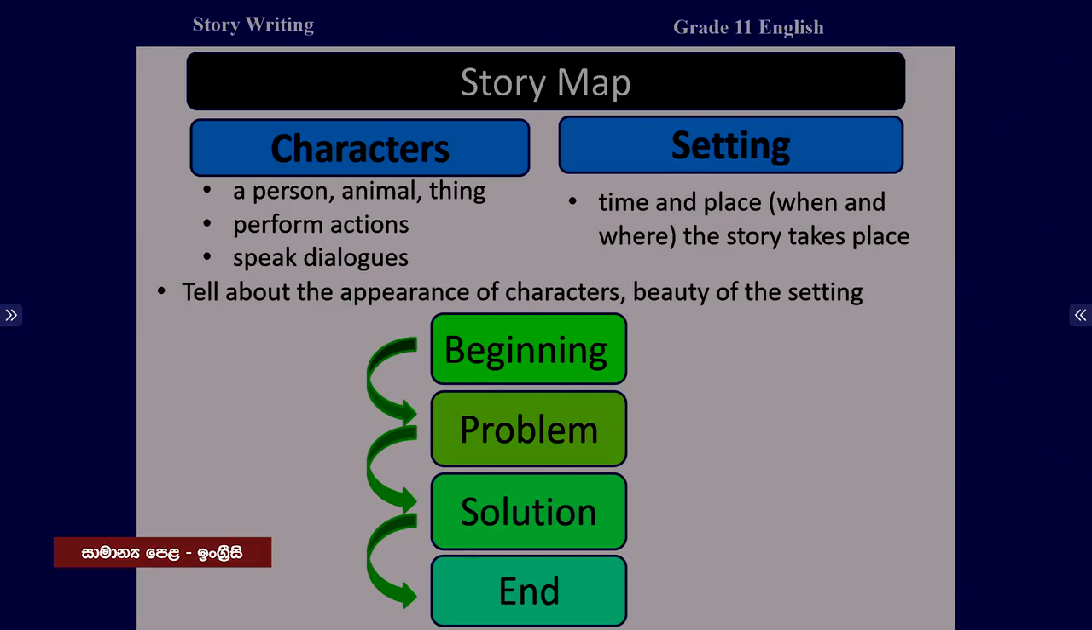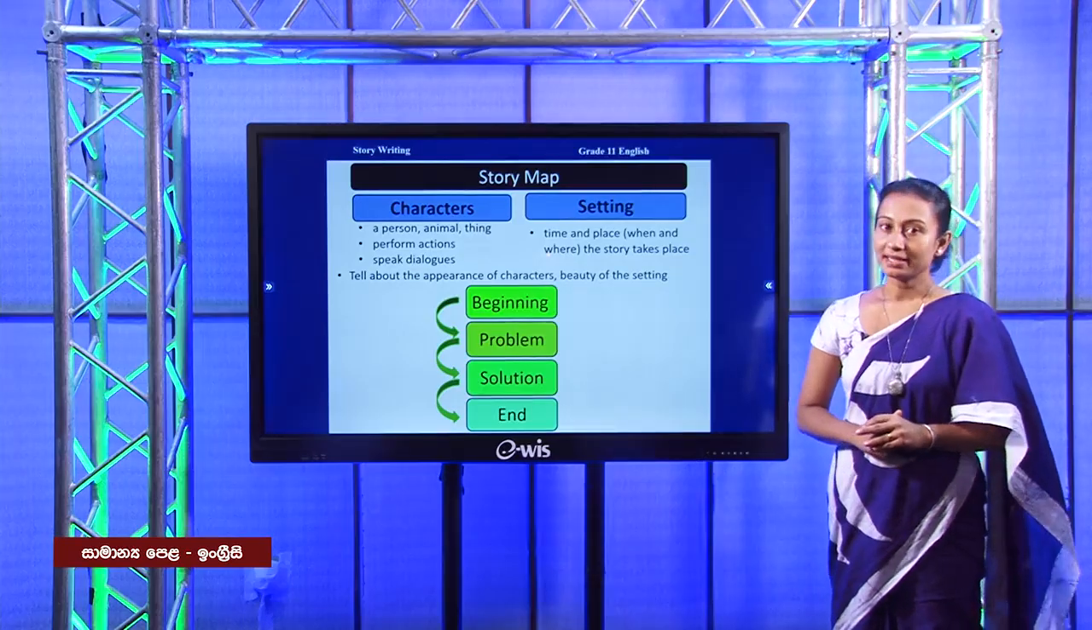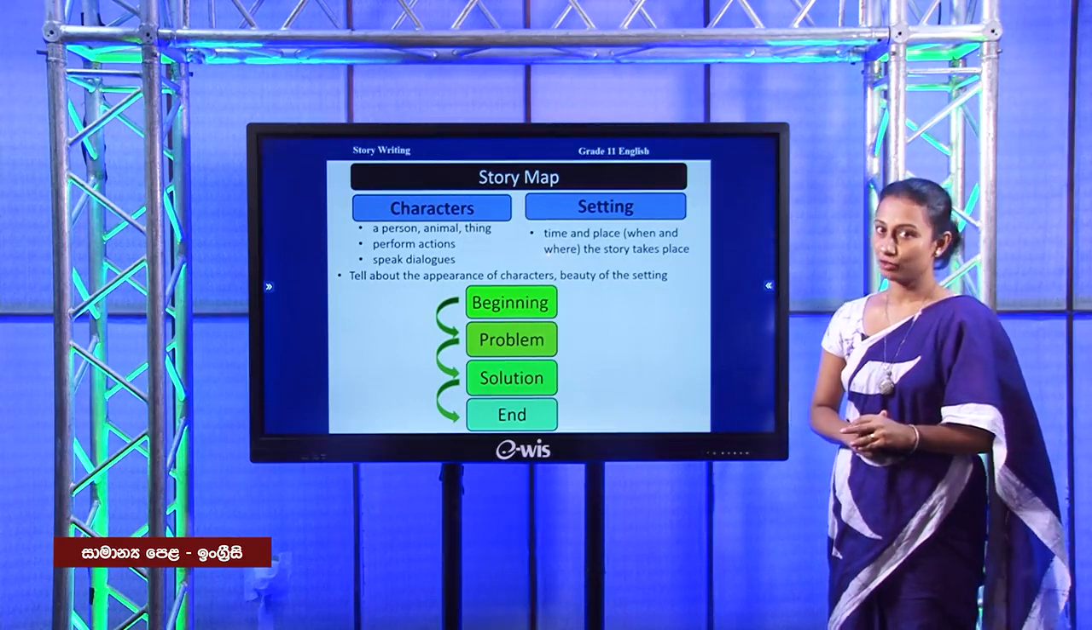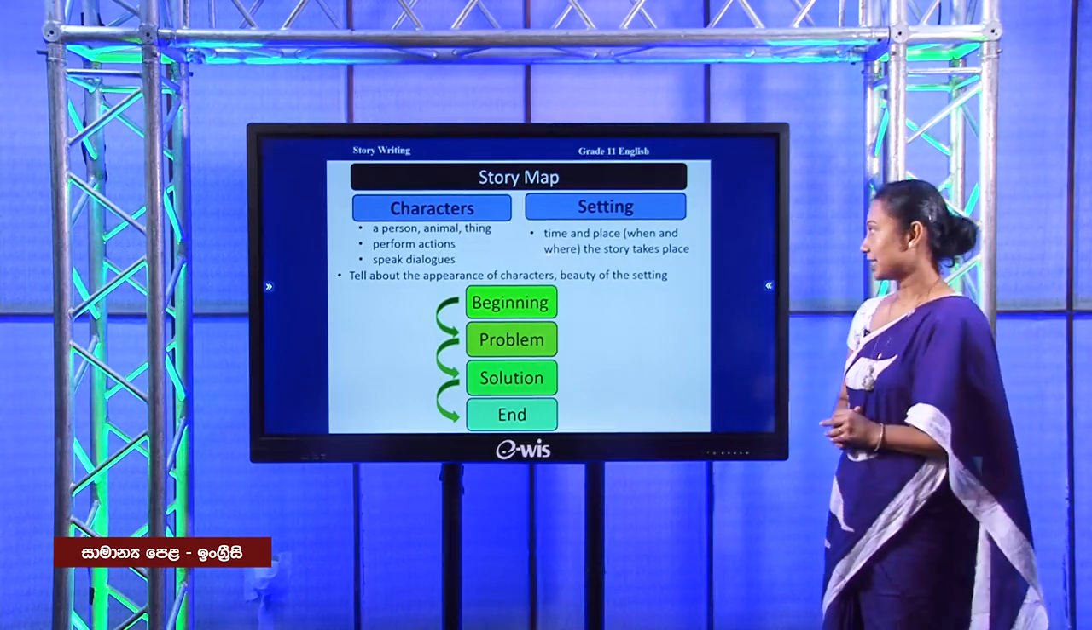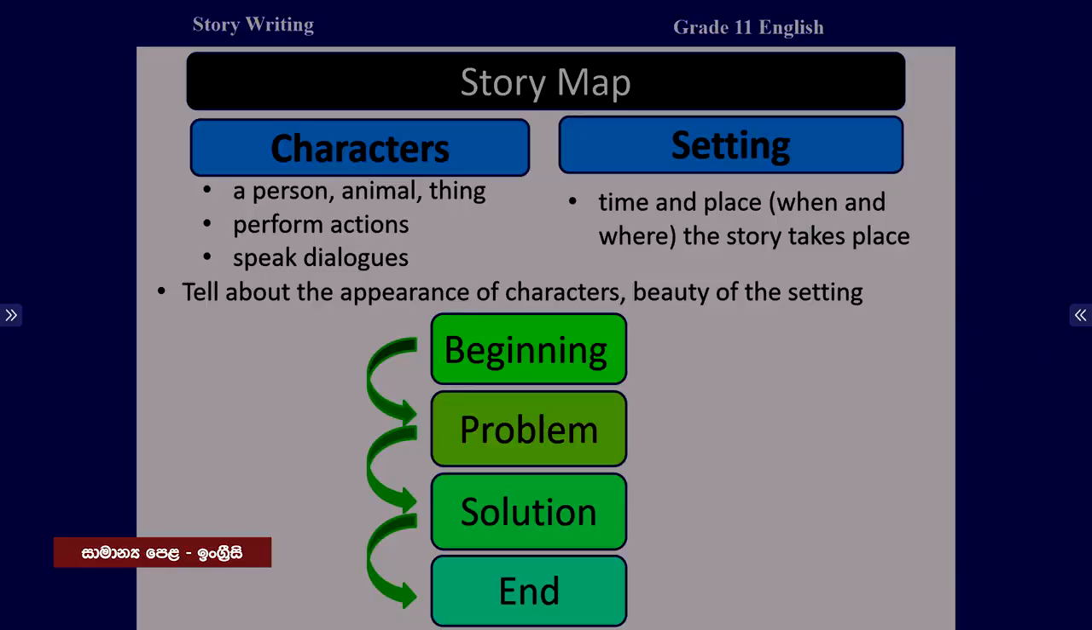Let's learn about the story map. Characters. A character can be a person, thing, or an animal. The writers use characters to perform actions or to speak dialogues. Setting. Setting is the time and the place. In other words, when and where the story takes place.